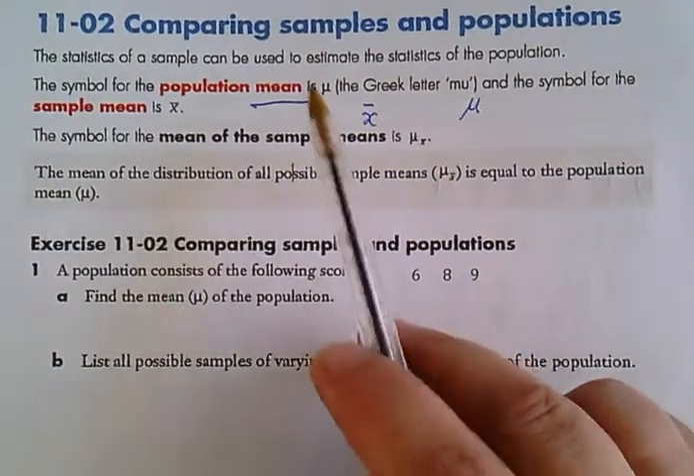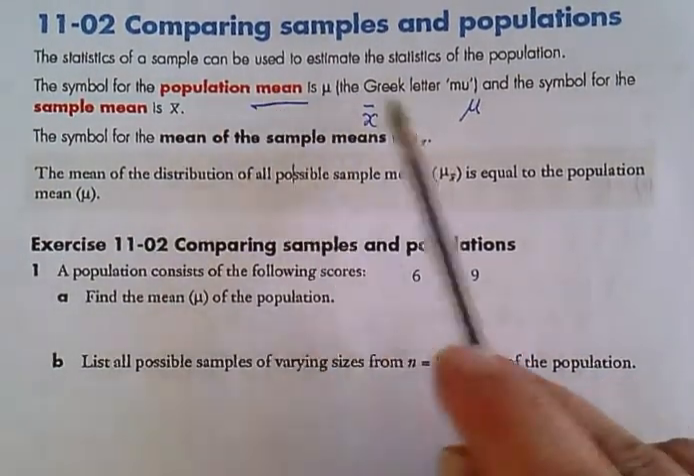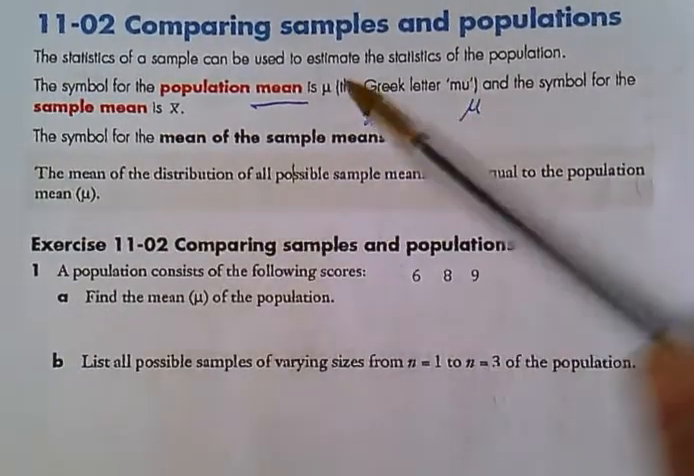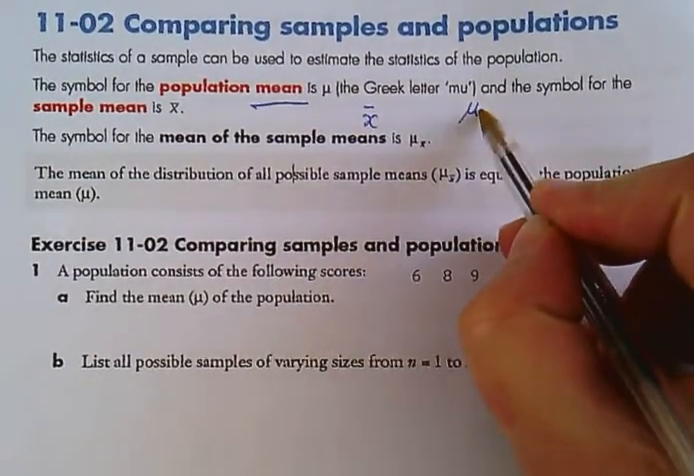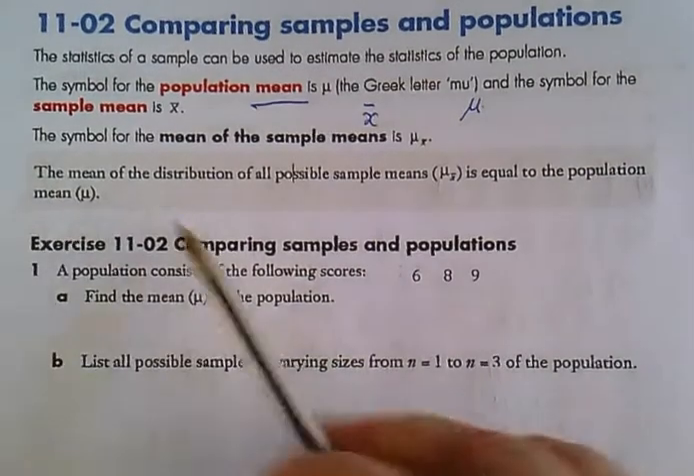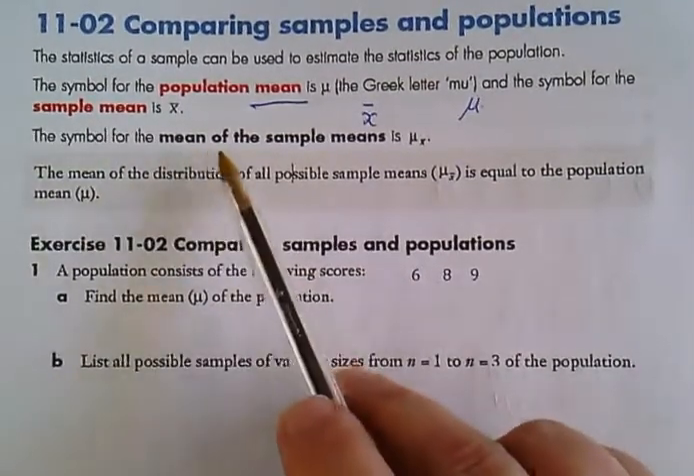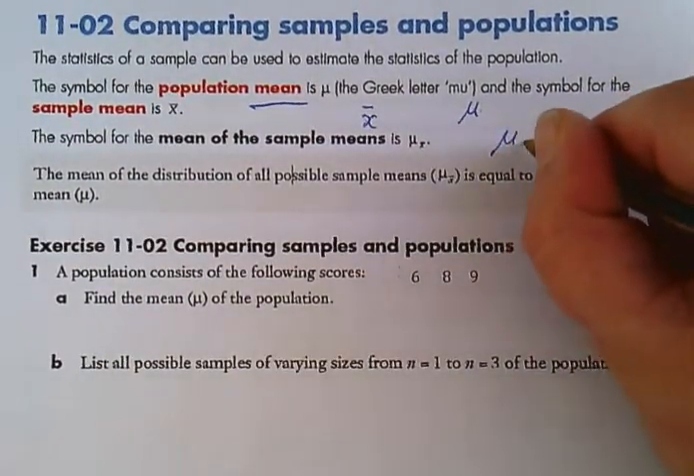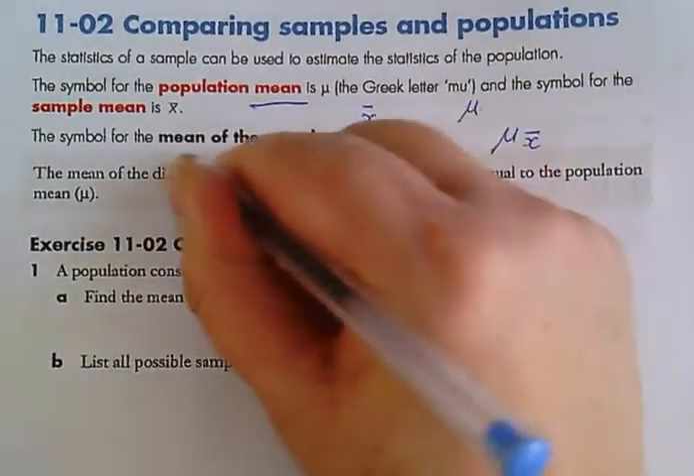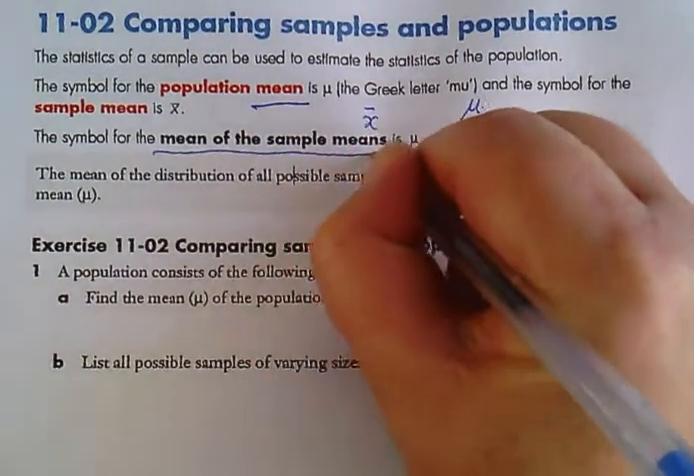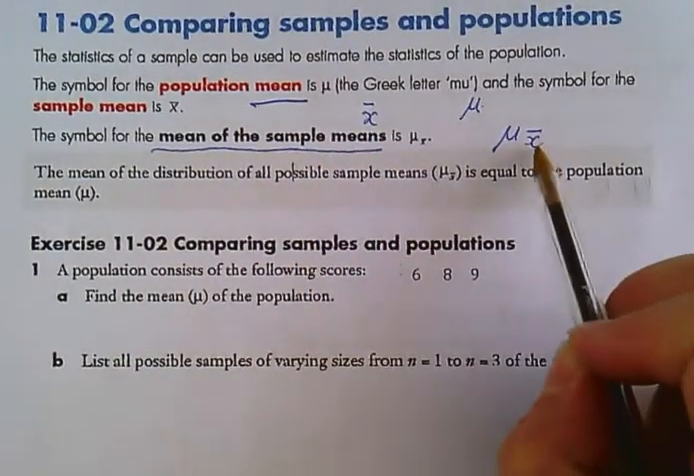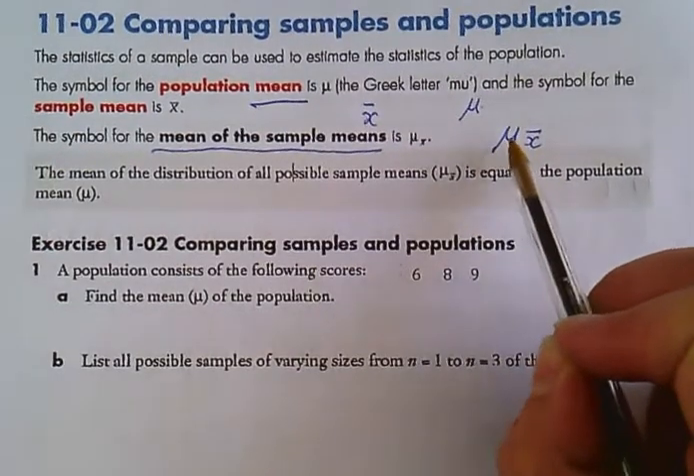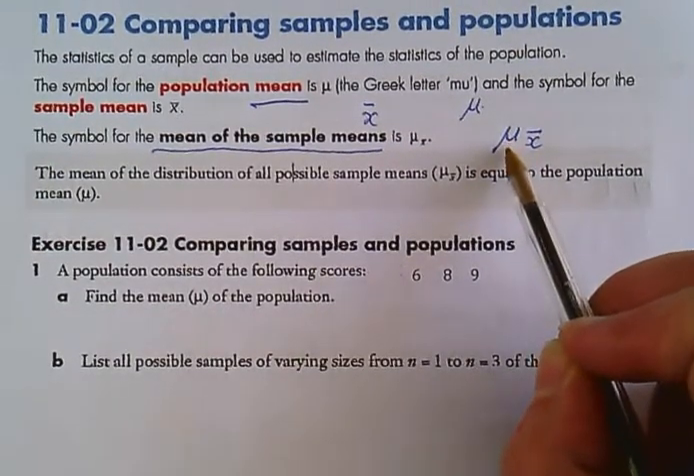The population mean is mu. You say it mu, but it looks like this. That's the symbol mu. Now, the symbol for the mean of the sample means is this, mu X bar. So this is the mean of the sample means. Now, sample mean is X bar, as we just said. Mu is the population mean.